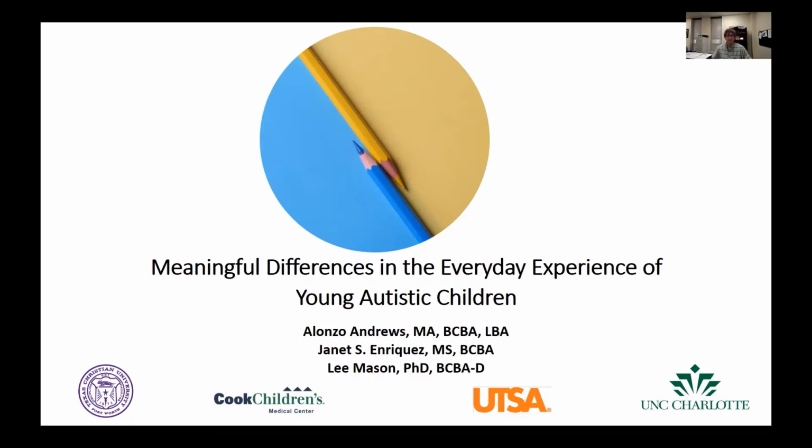To start us off, my colleague Alonzo from the University of Texas at San Antonio will be talking about referent-based instruction to strengthen the verbal behavior of children with autism. This will be followed by a talk by Janet Enriquez from the University of North Carolina at Charlotte, who is going to be presenting on increasing the verbal behavior of preschool students with autism in South Texas. And then finally, I'll be back to discuss Cochran's Q test of autistic stimulus control over verbal behavior. So without further ado, I will turn this over to Alonzo.